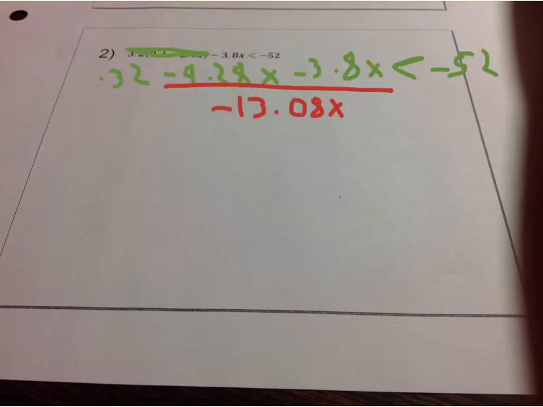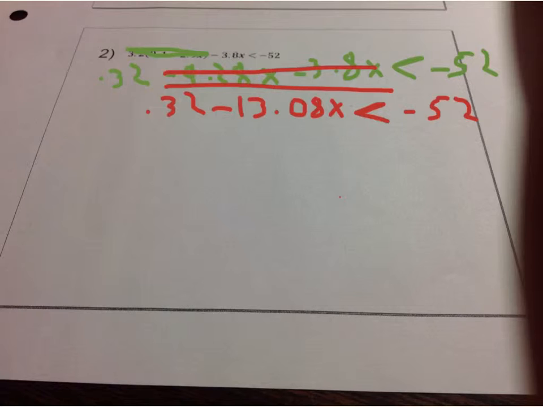And that's going to be, so you get rid of those now, and that's going to be less than negative 52. And then do not forget to carry down your 0.32 here. So it's going to be 0.32 minus 13.08x is less than negative 52. Now we're just down to a two-step equation.